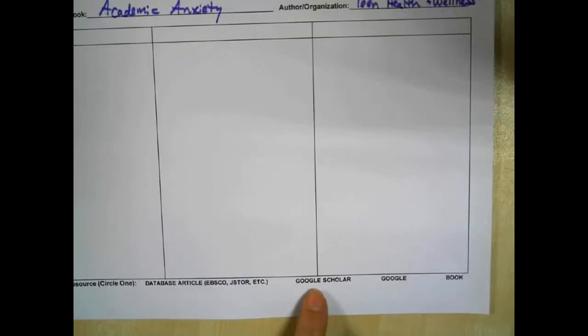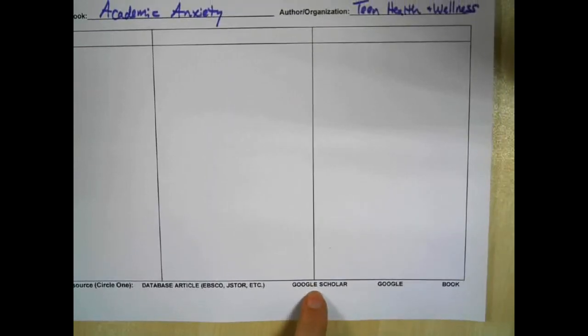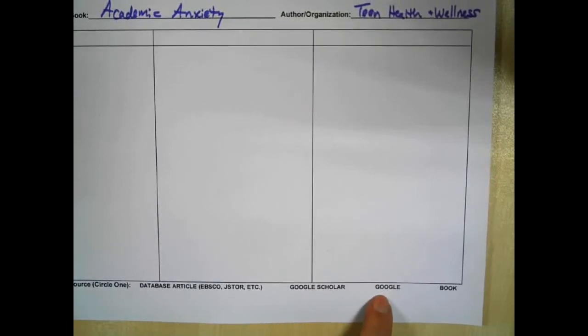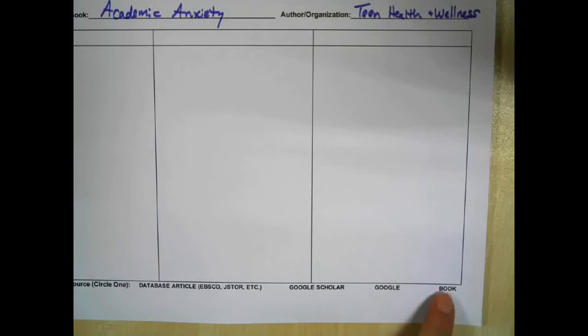Now, the next thing I want to fill out is just down here, I circle the type of resource, and this is just so that I can look back and make sure I have a variety, that I'm having a balanced diet of sources. I want to definitely have some articles from a database, such as EBSCO, JSTOR, etc. I want to find some articles from Google Scholar, potentially, depending on my topic. I want to have some Google websites, maybe some blogs or some websites from companies, organizations, and I may have some books as well. So this one is from Teen Health and Wellness, and it's a database article. So all I do is circle that.